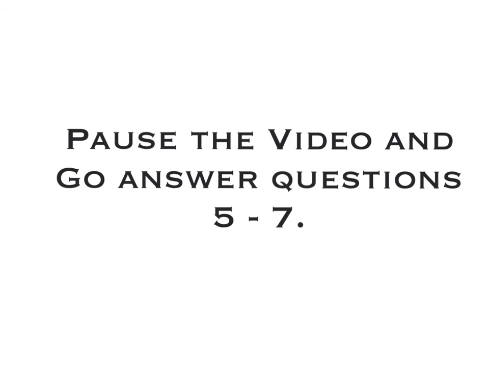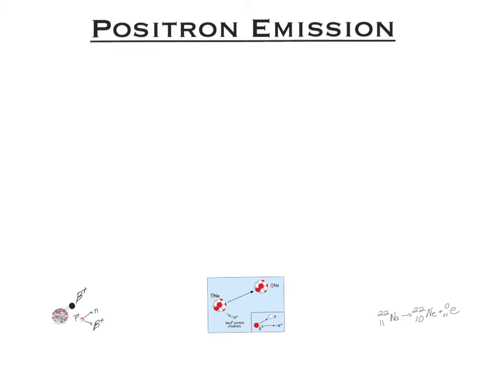So go ahead and answer questions 5 through 7, and then we will look at the last type of decay. Alright, the last type we're going to look at is positron emission. Positron emission is very similar to beta decay. It is sometimes referred to as beta plus decay for a couple reasons that we'll look at.